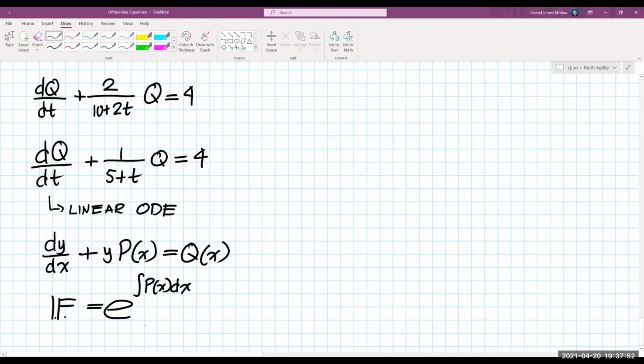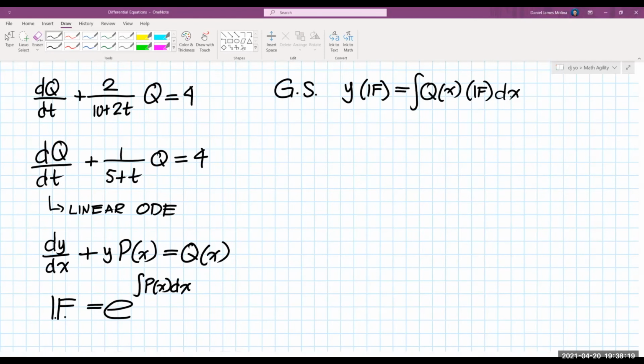So after solving for the integrating factor, the general solution will be y times the integrating factor must be equal to the integral of q of x, that's the right hand side, q of x times the integrating factor, dx. Then after that, you can solve for y to get the general solution.